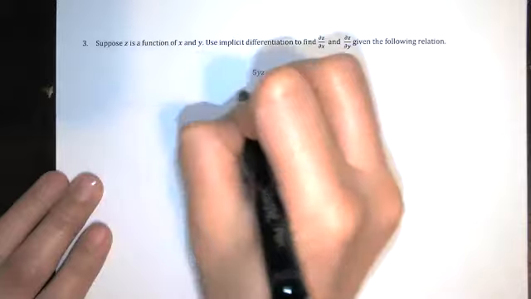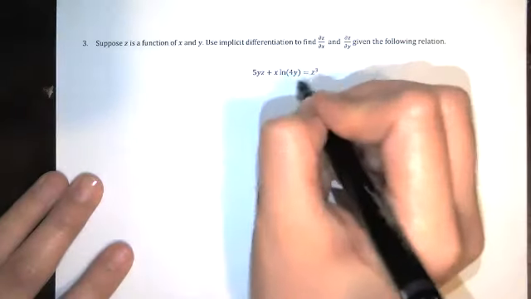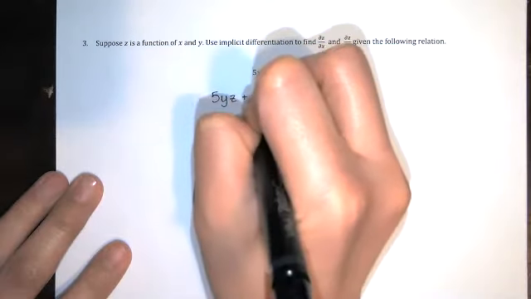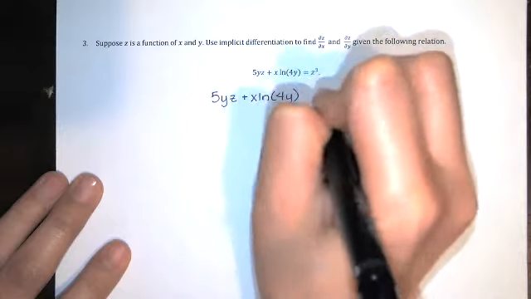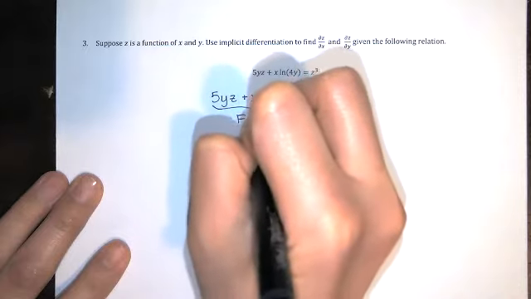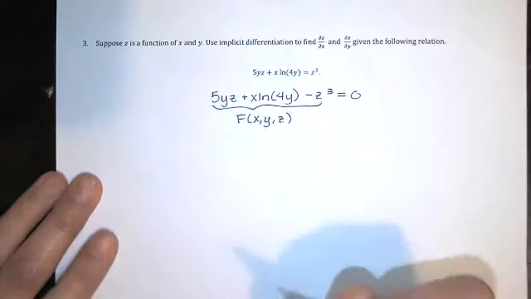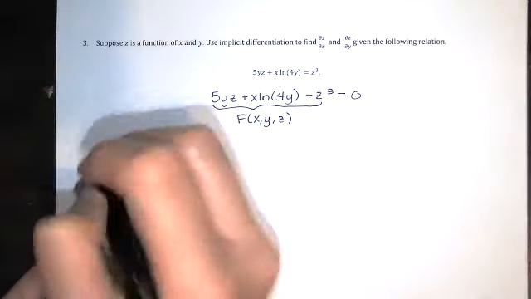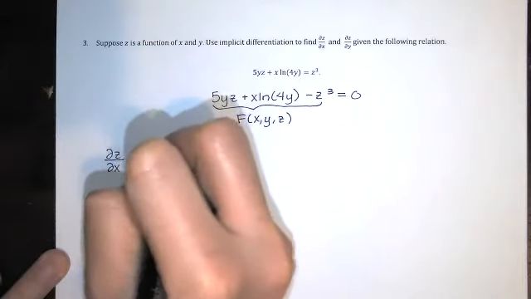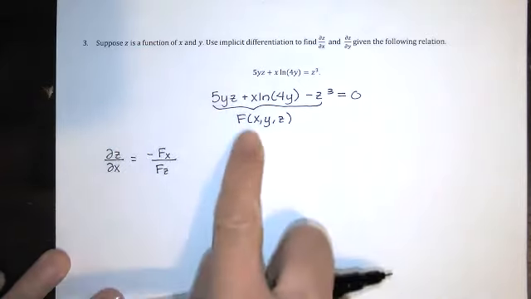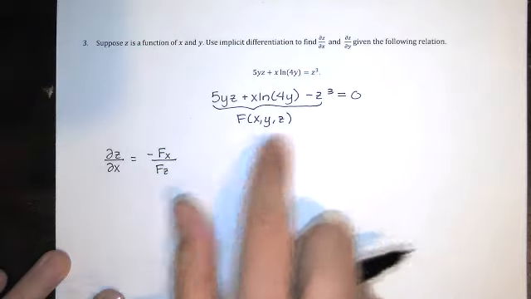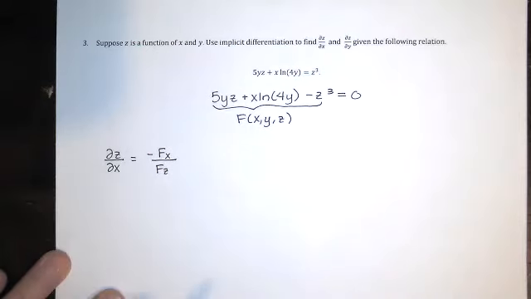Now, generally the way this works is we're going to take this equation and move all the terms to one side. So we've got 5xy plus x times natural log of 4y minus z cubed equals 0. And we're going to call this f of x, y, and z. Now, as we talked about in class, the partial of z with respect to x is given pretty simply by this formula. If this is our function of 3 variables, I take the partial of that function with respect to x and the partial of that function with respect to z, I multiply by -1 and I divide like this.